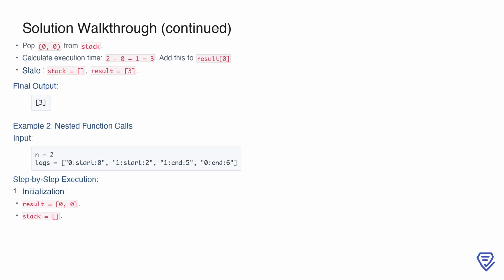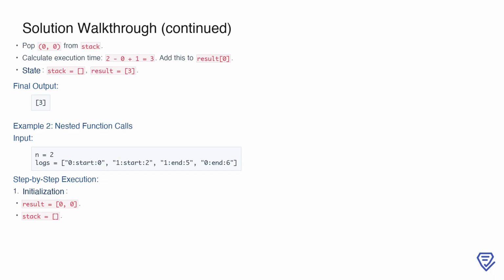In the second example, we're dealing with two functions, one nested within the other. The input specifies n equals 2, indicating two functions, and the logs describe their start and end times. First, we initialize result as [0, 0], to store the exclusive times for both functions, and stack as an empty list. Processing the first log shows that function 0 starts at timestamp 0. We parse the log and push (0, 0) onto the stack. Now the stack contains (0, 0), and result remains [0, 0].